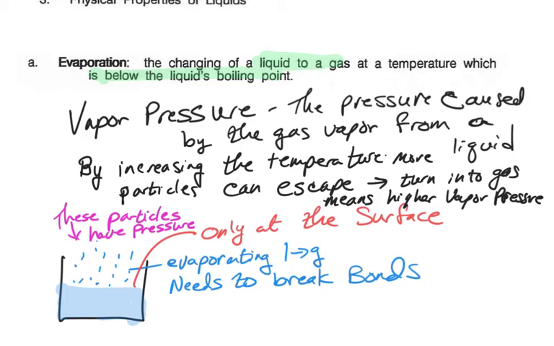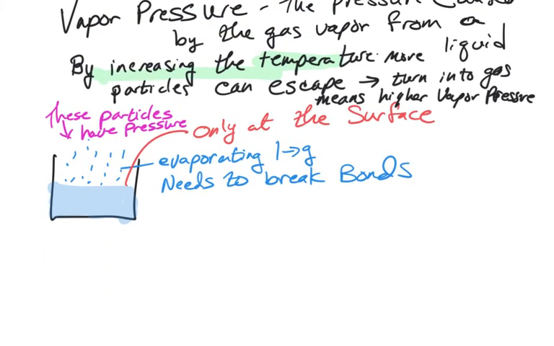A couple of other things that I mentioned: it happens at the surface, and now we're going to talk about how that impacts what we see happening. Sorry, somehow I didn't pick that guy up. So what does that mean as far as evaporation?